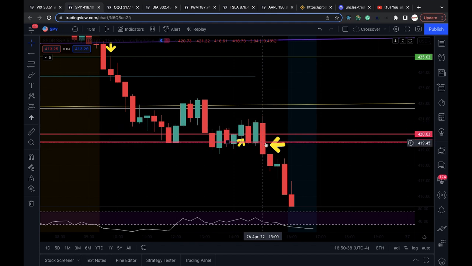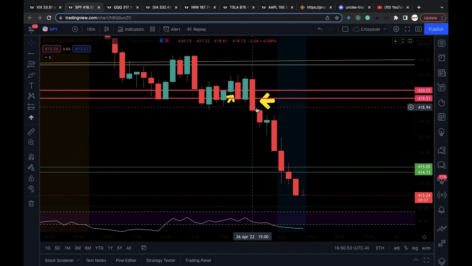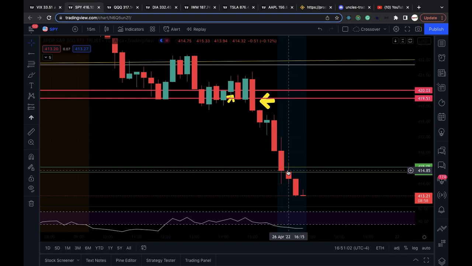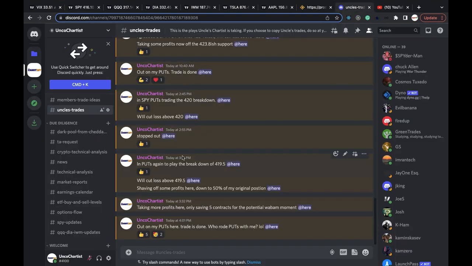But since it did drop, Uncle Charters tried to enter a put on the breakdown of 419.5. Okay? And it was not a perfect entry. I actually entered around 419.2-ish. So it was not a perfect entry. But I'm so glad it worked out for me because as you can see, Uncle Charters entered a put on the breakdown of support. And it worked out well, and it dropped all the way down to my last support level of the day, around 415 to 416ish. All right, it was very awesome.